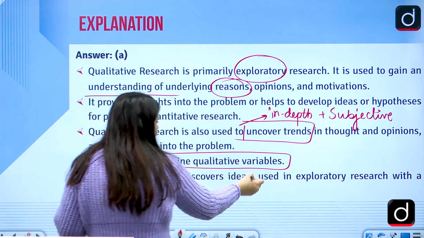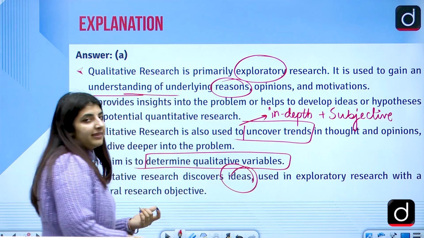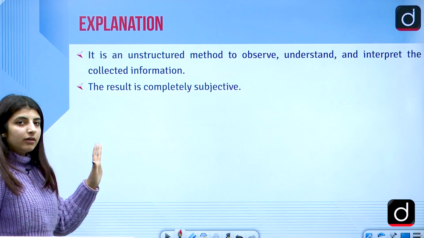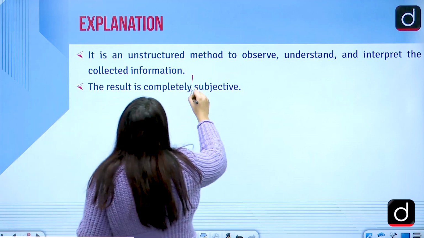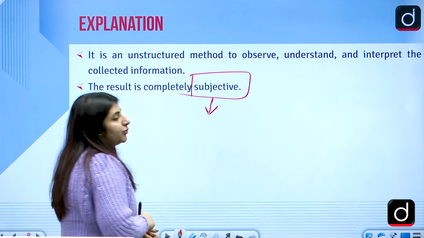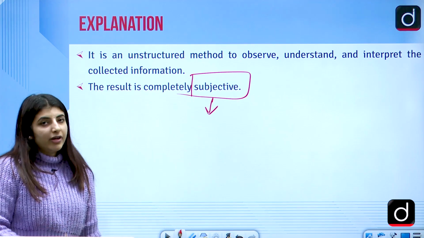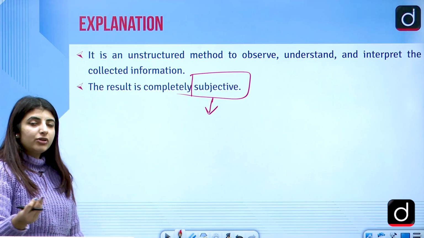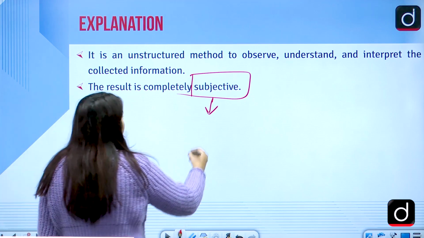It discovers ideas which are used in exploratory research with a general research objective. Also, it has some other pointers which we have here. The result that we gather here is always subjective. You all used to write subjective type answers in your questions, right? When you were in your university or college level, you used to write explanations. That is what we have here.